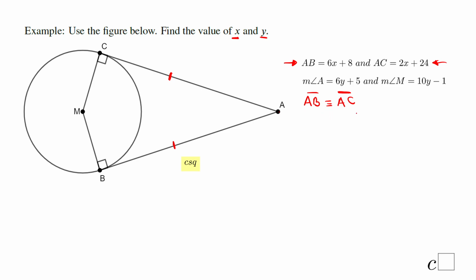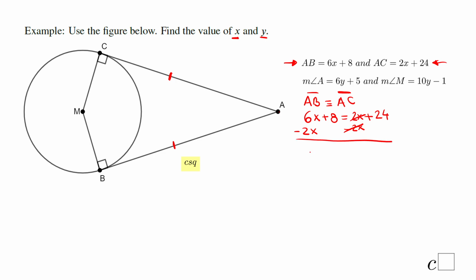which also means the measure of segment AB and the measure of segment AC are the same, which gives us this equation, 6x plus 8 equals 2x plus 24. And we want to find x. I'm going to subtract 2x to get rid of these 2x.